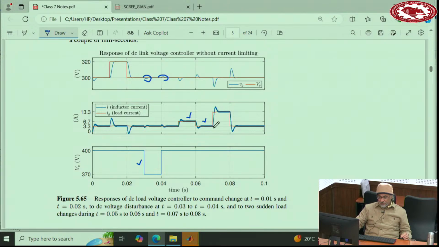This point is where I applied a large load, or a small resistance, at the output. So the current becomes significantly large, like 13.3. Remember, the rated current is 3.3. The rated load for 1 kilowatt is 3.3. Now it goes to 13.3, and then I remove that load, and it comes back. And the voltage shows some transients, but it eventually goes back again to 300.